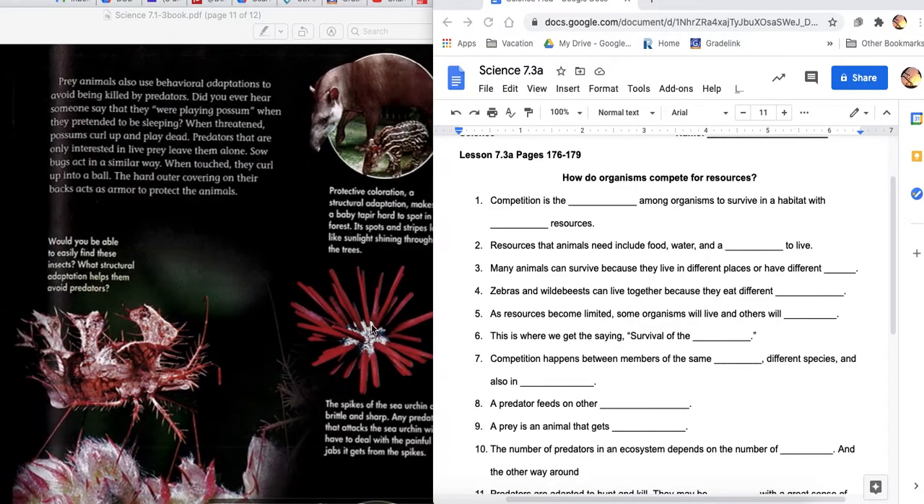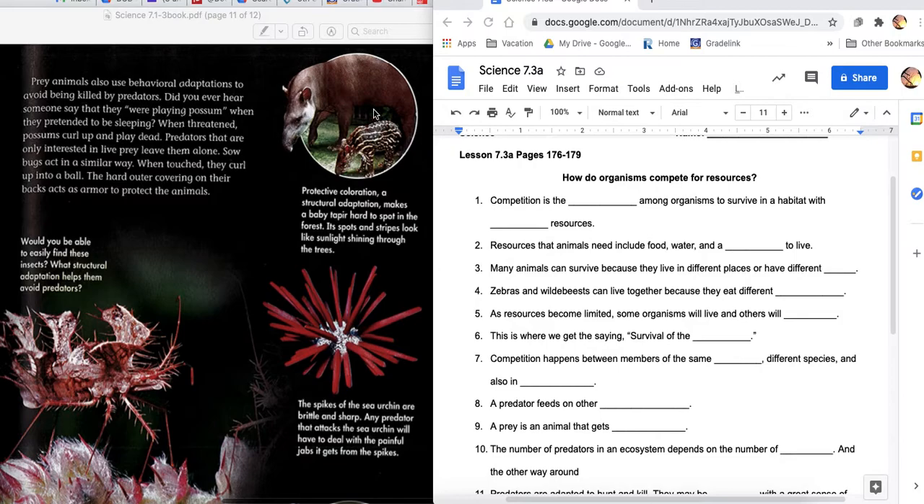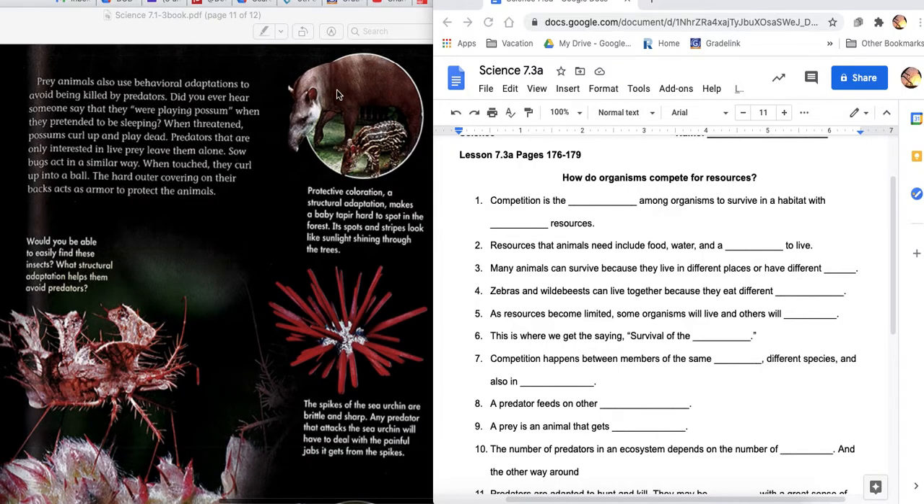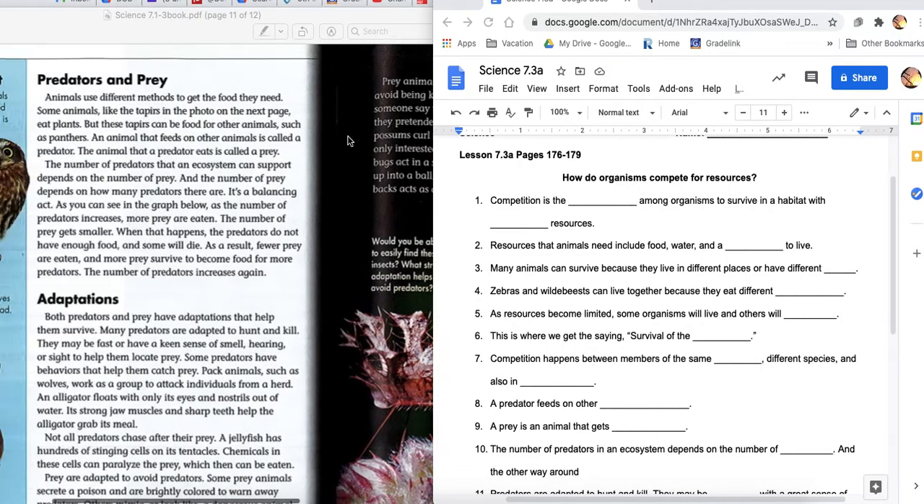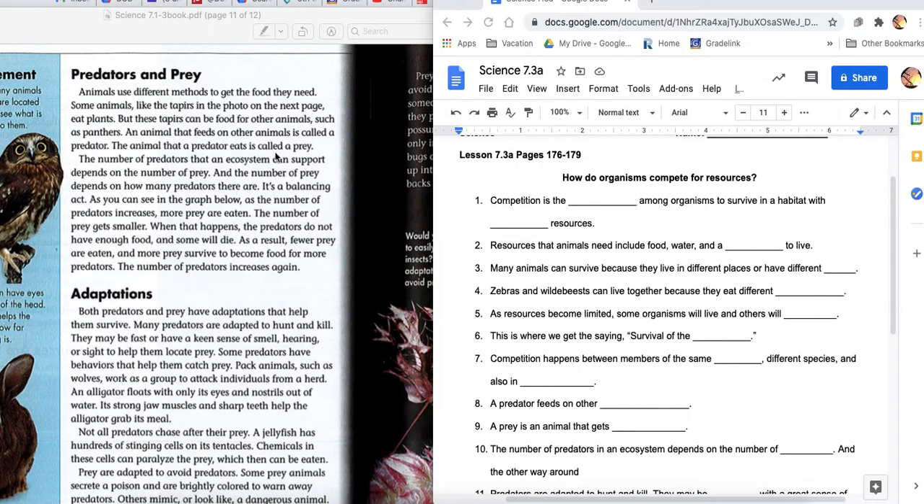So they were talking about this guy right here, your tapir, eating plants, guys. But then this guy is lunch for the panther that comes roaming along. The number of predators that an ecosystem can support depends on the number of prey, and the number of prey depends on how many predators there are. It's a balancing act. As you can see in the graph below, as the number of predators increases, more prey are eaten. The number of prey then gets smaller.